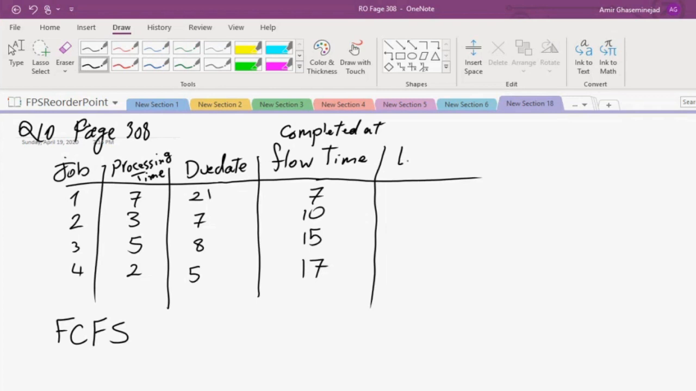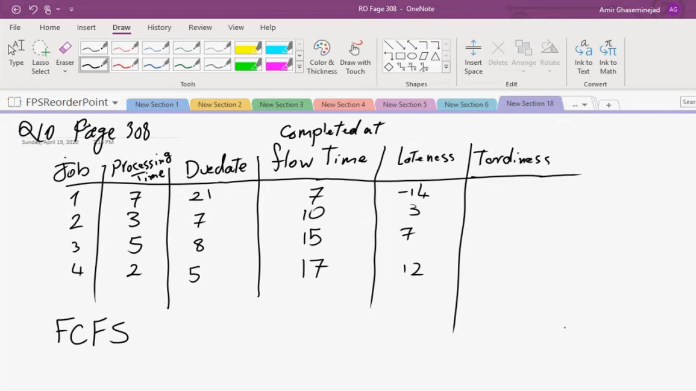That will give us the lateness. The due date is 21, and we finished it at 7, so lateness is negative 14. This one, due date is 7, but it finishes at 10, so there is a lateness of 3. Then 7, lateness 12. And then the tardiness is what the customer will experience. Here there's no tardiness, then 3, 7, and 12.